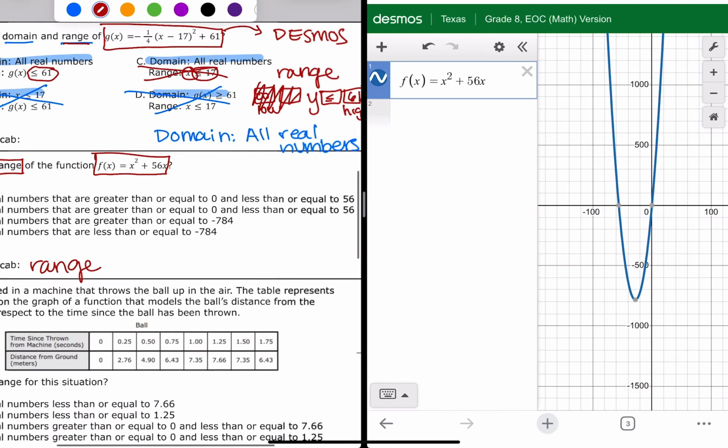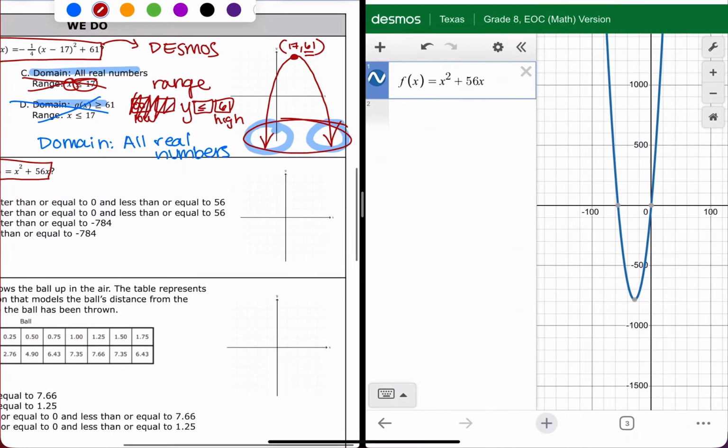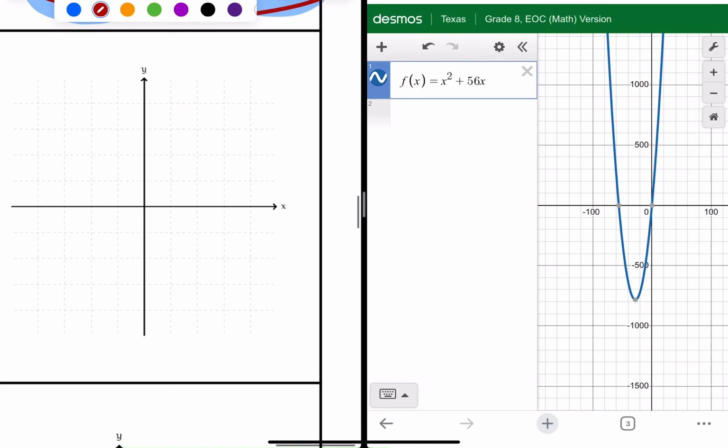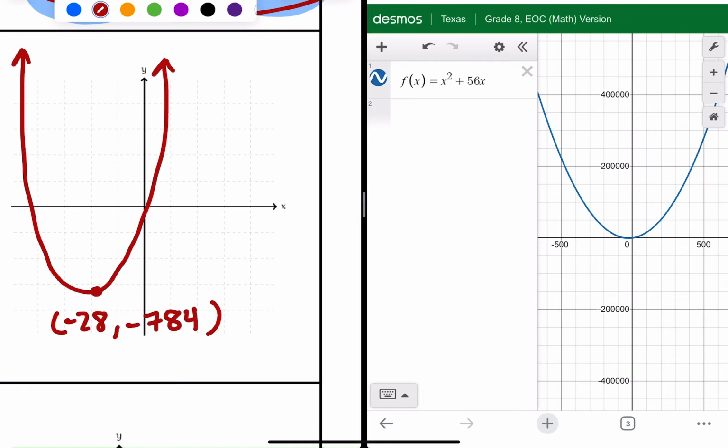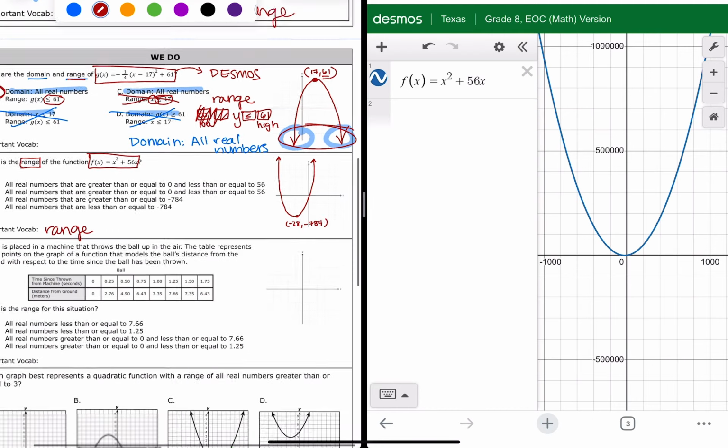So now I have my U shape. And I want to find my vertex. Somewhere over here: negative 28, comma, negative 784. I'm going to draw it facing up. Remember, when we draw these U-shapes, we put arrows because if I zoom out, it never stops, okay?